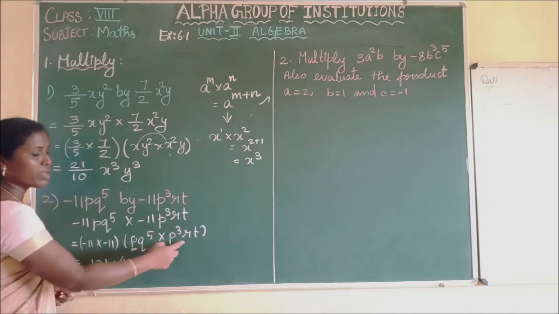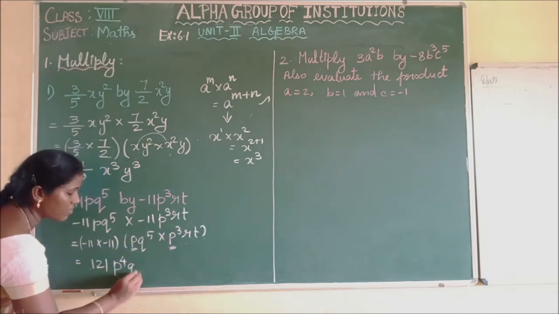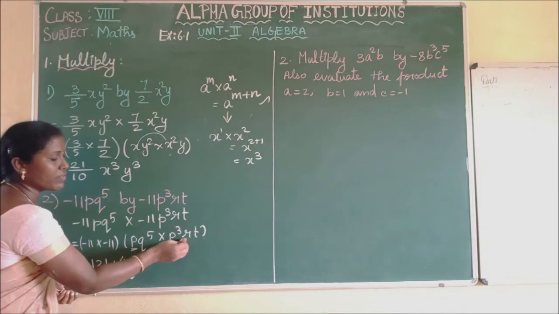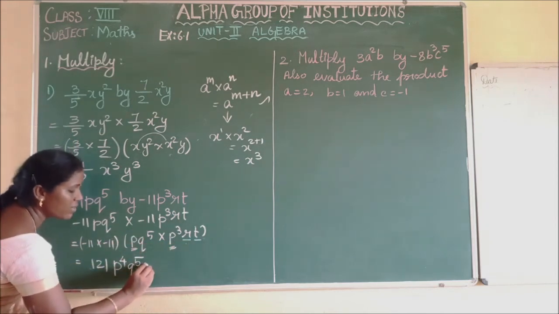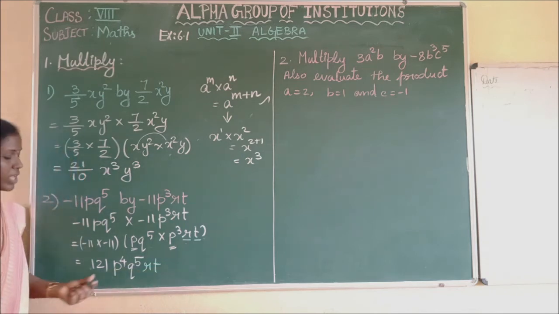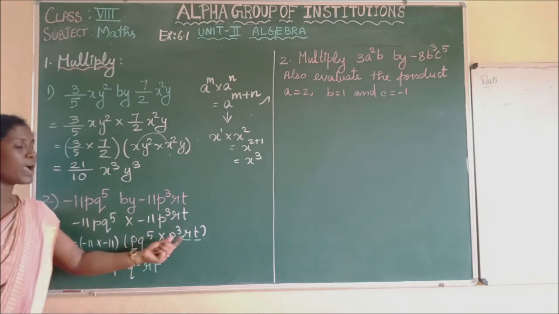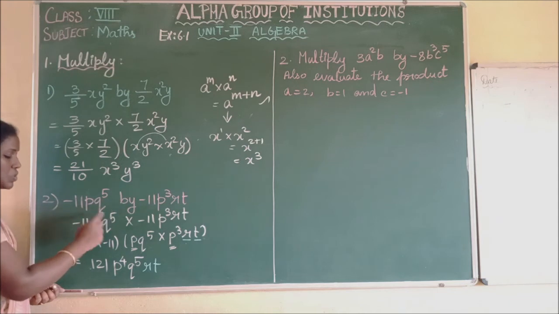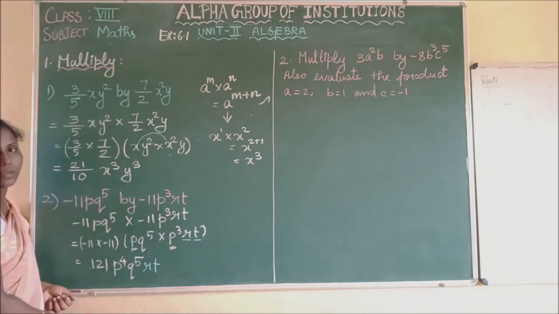Then q. There is no q variable in the next term, so q cannot be multiplied there. So q will remain the same. There is no variable to multiply with that. Then we have the different variables r and t. There is no same variable to multiply for them, so they will keep the same power. If the same base is there, we have to add the powers and multiply. If no power is there, just retain the same power for the given variable. So the product of these two is 121 p power 4 q power 5 r t.